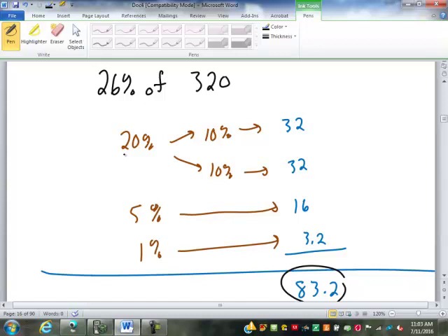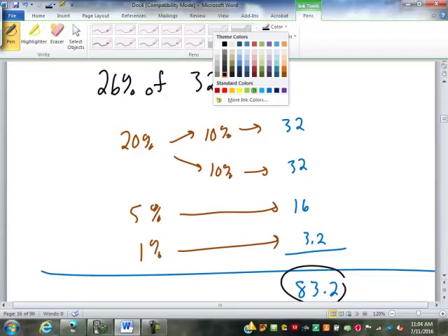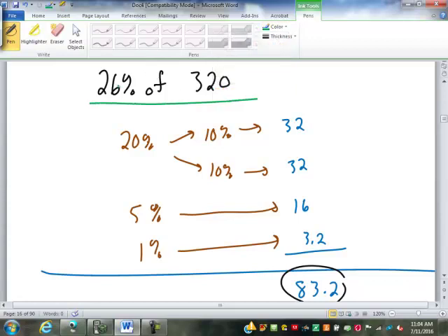But if nothing else, the benchmarks are a great way of setting up an estimate in my head, so I know when I punch it in the calculator whether I'm way off or not. Like here, if nothing else, 26% is just bigger than 25%, which is 1/4. 1/4 of 320 is 80, so I know my answer has to be slightly larger than 80.